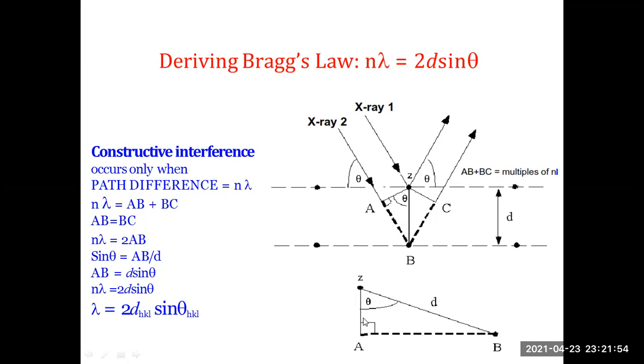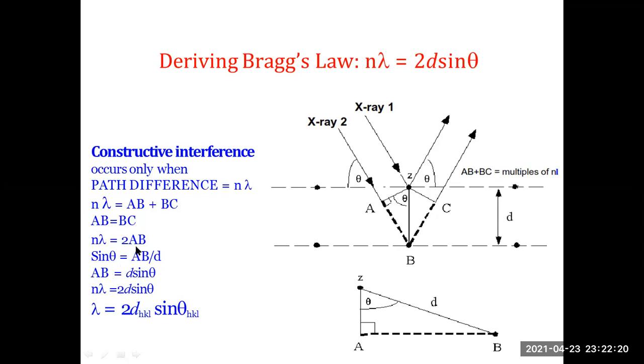So sine theta will be the opposite side by hypotenuse. What is the opposite side here? AB. The side which is opposite to the angle will be taken as the opposite side. So sine theta is nothing but AB by hypotenuse, that is small d. So sine theta is equal to AB by d, so AB is equal to d sine theta.